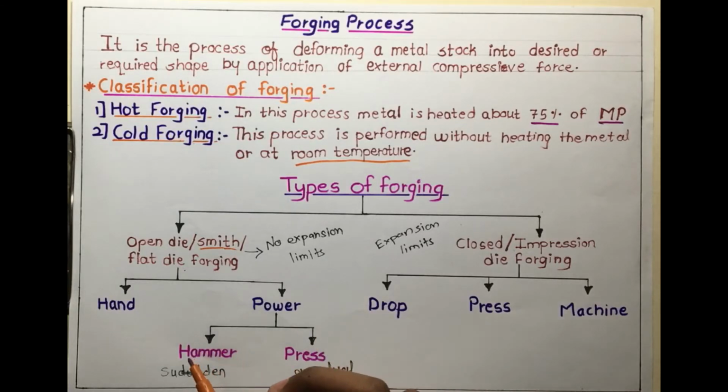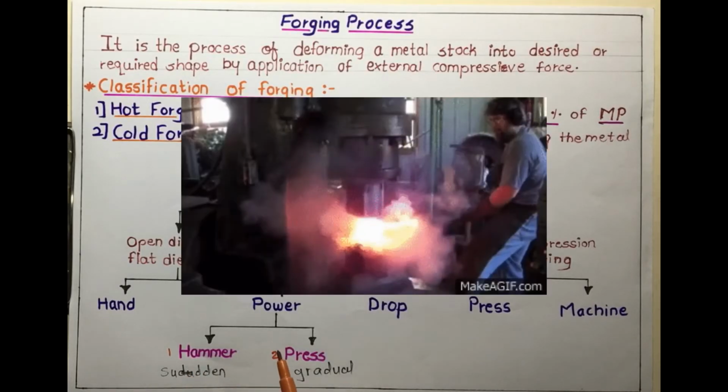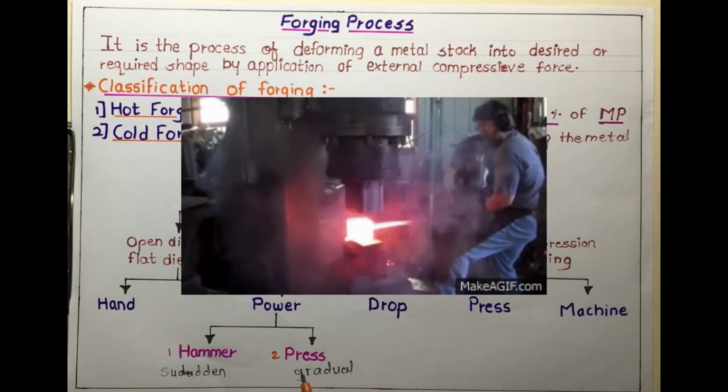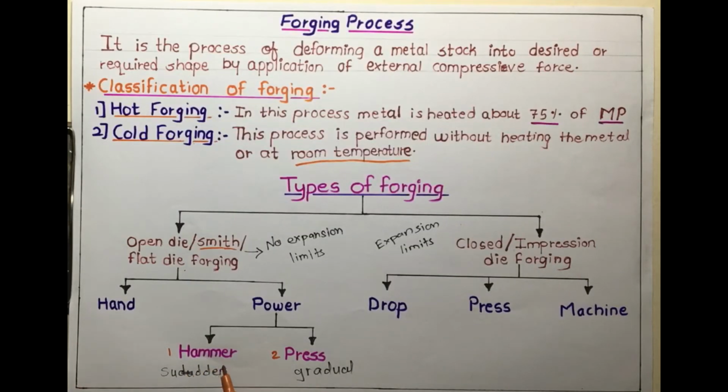Then this power forging is classified in two types. First is hammer forging and second is press forging. In this hammer forging, a large weight hammer is struck on the workpiece by using some mechanisms or some machines. And in this hammer forging, the sudden load is applied on the workpiece.